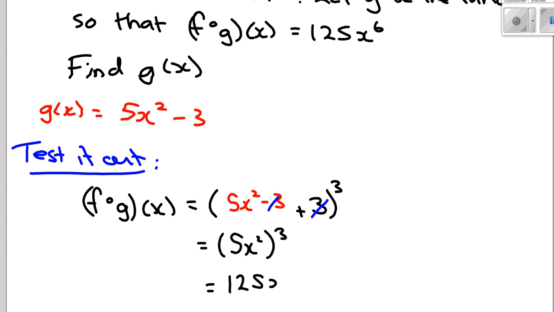So that's a great thing, is you can test it out as well. That's one way of just looking at it to begin with.